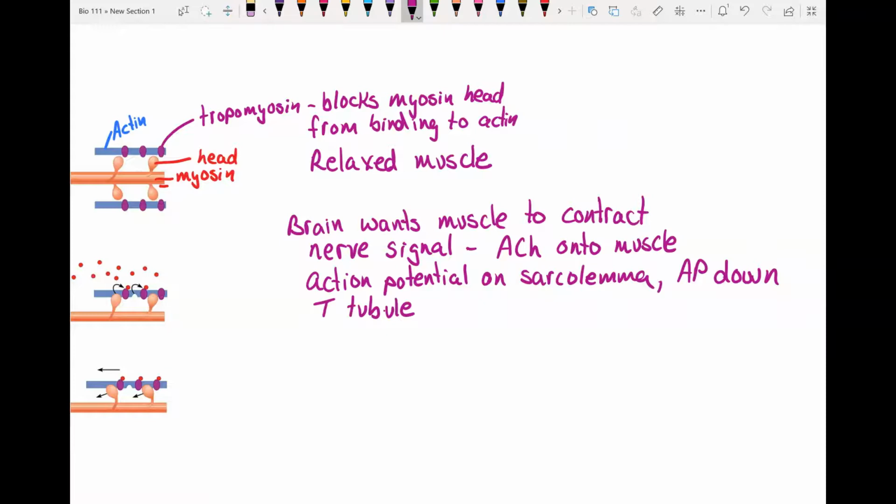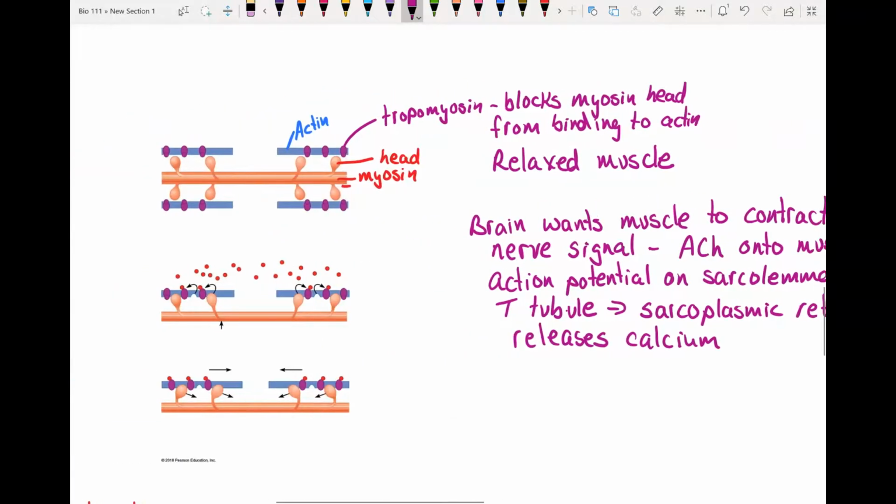So you have an action potential on the surface of the muscle fiber. That then goes down the T-tubule, this little tunnel, into the fiber. And it stimulates the sarcoplasmic reticulum to release calcium. The calcium comes out here. Remember, we have tropomyosin preventing the myosin head from binding to actin. These red dots here are calcium.